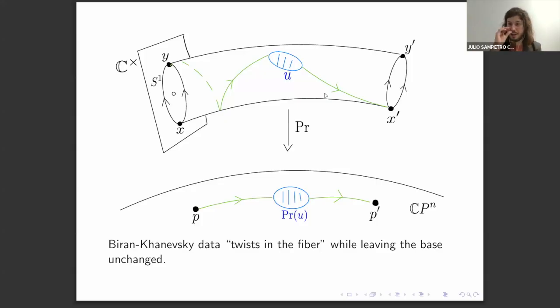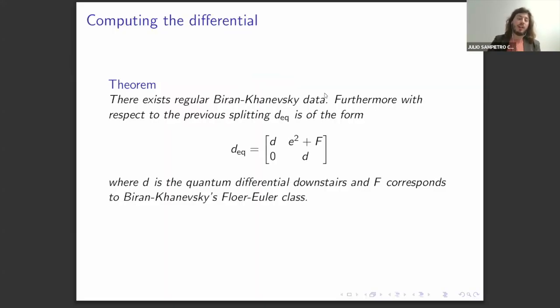I'm picturing just one from the non-equivariant version. But intuitively, when we consider the whole family, the S infinity family of Biran-Khanevsky data, what we're doing is we're keeping the base fixed. So what can happen? The involution is just going to twist the fibers. So I'm keeping CP^n without changing anything, and I'm twisting the fibers as I go along from one pole to the other. This is sort of what we're doing. So it's a non-trivial task to show that you can find regular Biran-Khanevsky data.